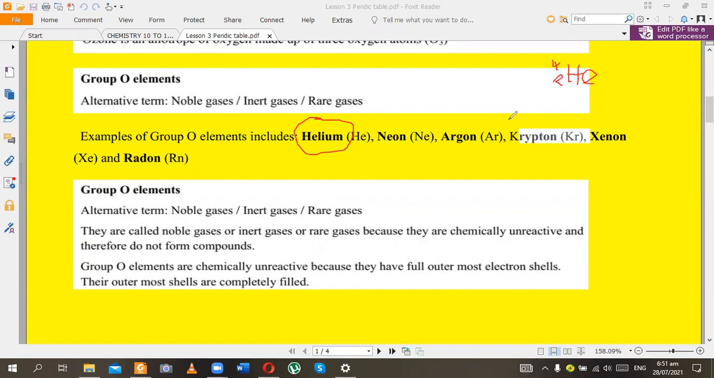I may not go through them all. So this is helium. Now look at the number of electrons. There are 2, so you can only have 2 in the first shell. The first and last shell has 2 electrons.